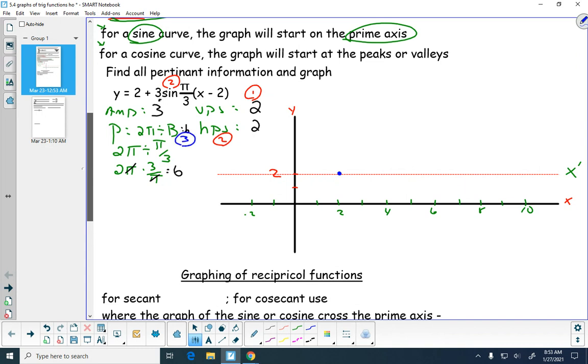The third thing we take a look at is the period. It's the number of degrees till the pattern starts to repeat itself again. So if I'm at a value of 2, the period is 6. That means every 6 units, my graph is going to repeat itself again. So if I start at 2, Preston, at what x value will the graph start to repeat itself again? 8. So if I go out to 8, I will be on the prime axis.